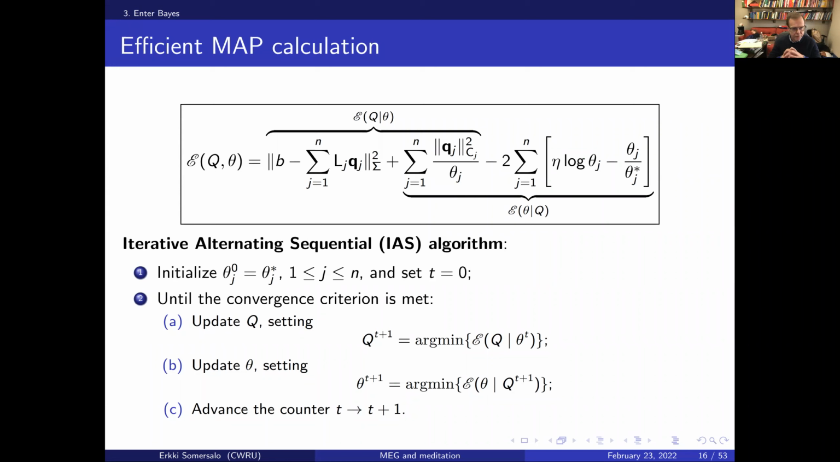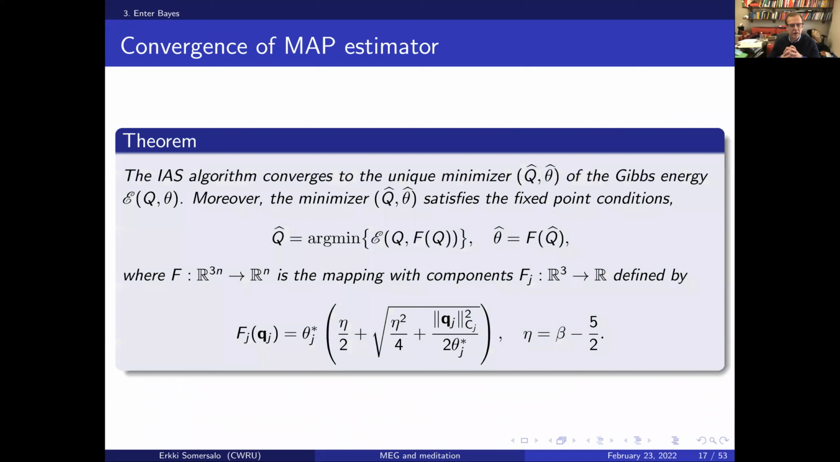So first of all, we can show that this iteration scheme converges. There's a unique local minimum for this functional. And moreover, the implementation is very simple. If you look at the Q dependent part, it's a quadratic functional, so we know how to solve that. If you look at the theta part, the thetas are independent, so we can minimize for each theta j independently. And actually there's a closed formula for the minimizer for the theta part. So that makes the algorithm very, very effective.